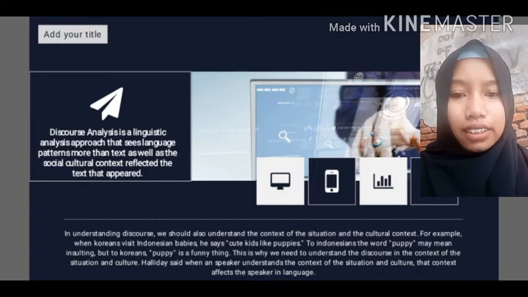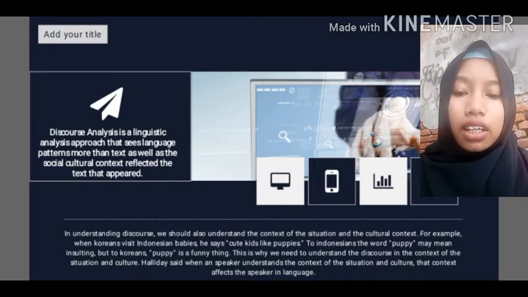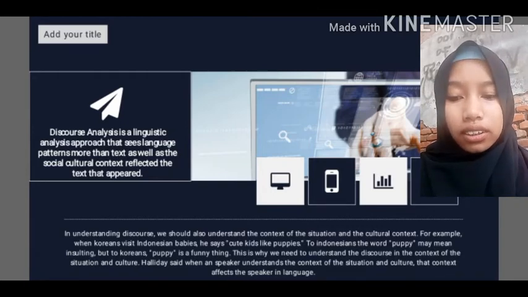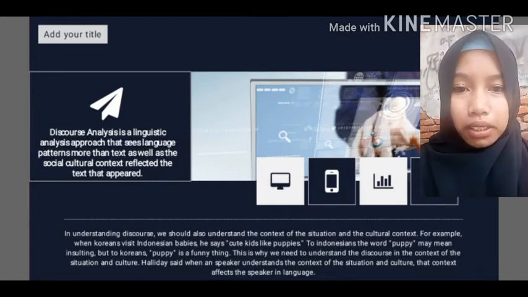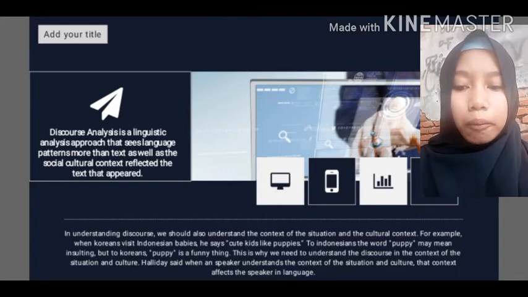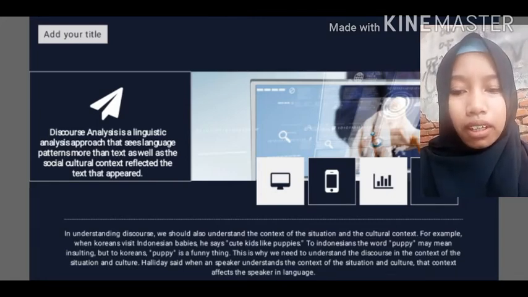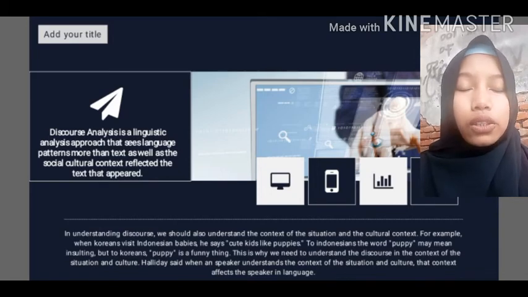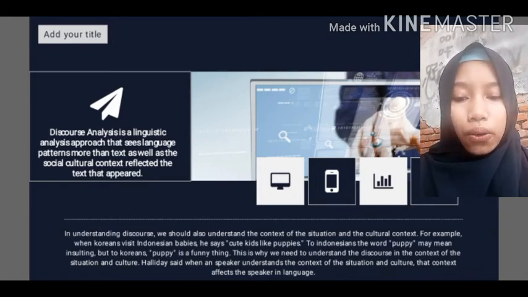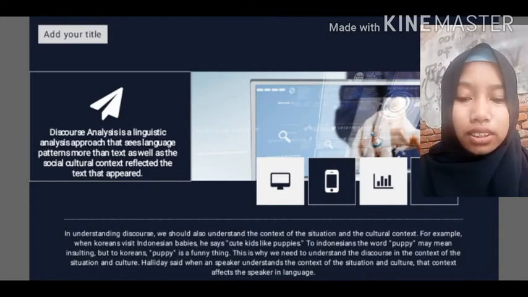In understanding discourse, we should also understand the context of situation and the context of culture. For example, when Koreans visit Indonesian babies, they will say, "How cute the baby is, like a puppy." To Indonesians, the word puppy may seem insulting, but to Koreans, the word puppy is a funny thing. This is why we need to understand discourse in the context of situation and culture.